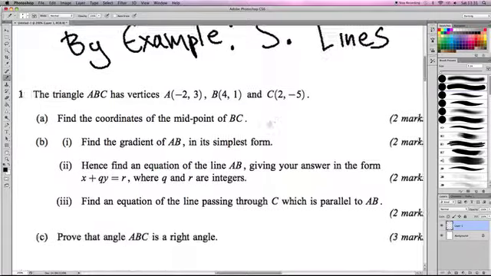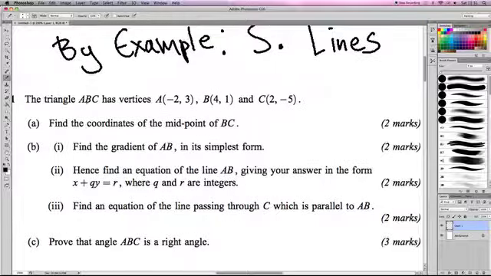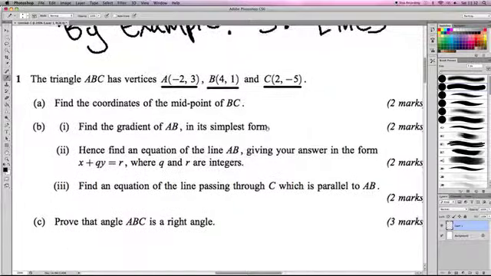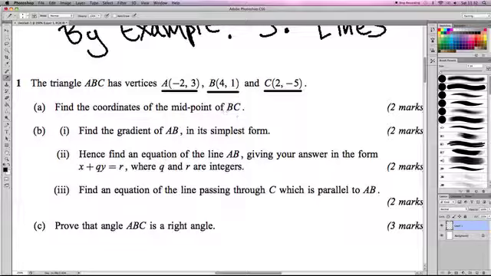I'm gonna go straight into it. So we've got this triangle A, B, C, and it has vertices or points A, B, and C. So these are the three coordinates we'll be playing with. Straight away it's asking for the midpoint of B to C, so from there to there.